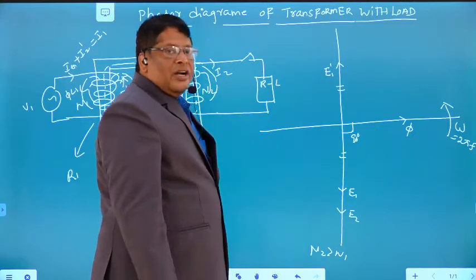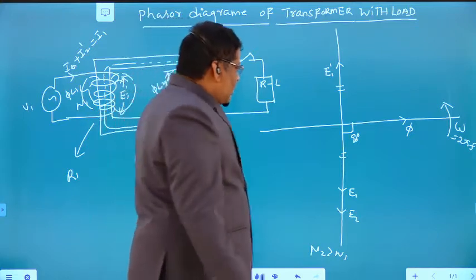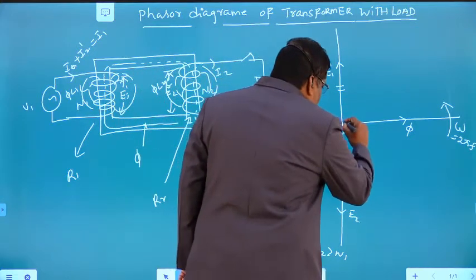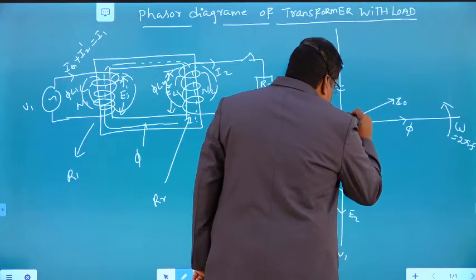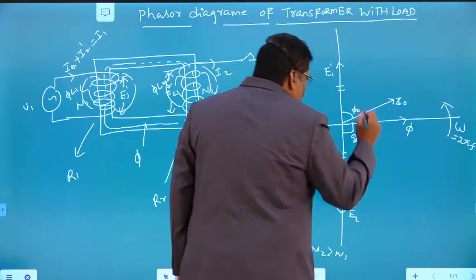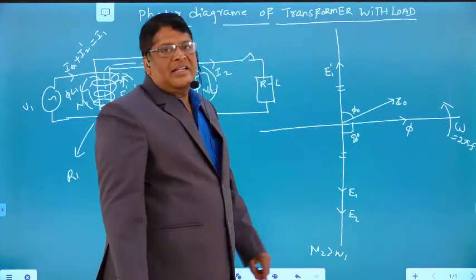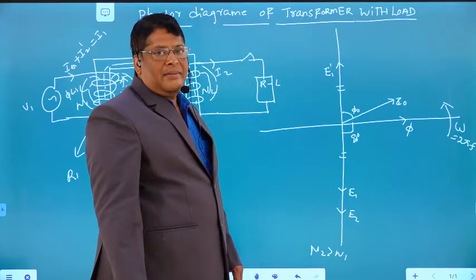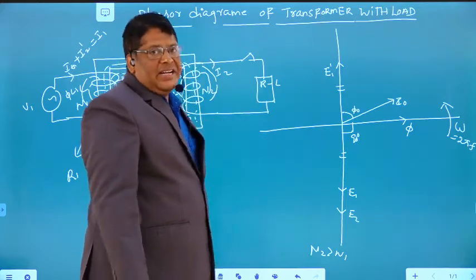Okay. Now we are representing I0, the no load current. See here, the no load current lags E1 dash by some angle, that is phi naught, the no load angle. So all these phasors are rotating in an anti-clockwise direction.